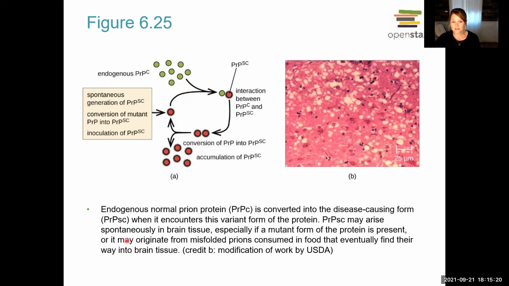Down here you can see the scrapie protein may arise spontaneously in brain tissue, especially if a mutant form of the protein is present, or it may originate from misfolded prions consumed in food that eventually find their way into the brain. That's how the mad cow disease outbreak happened, from eating ground beef that had brain tissue in it that was contaminated with these scrapie proteins.